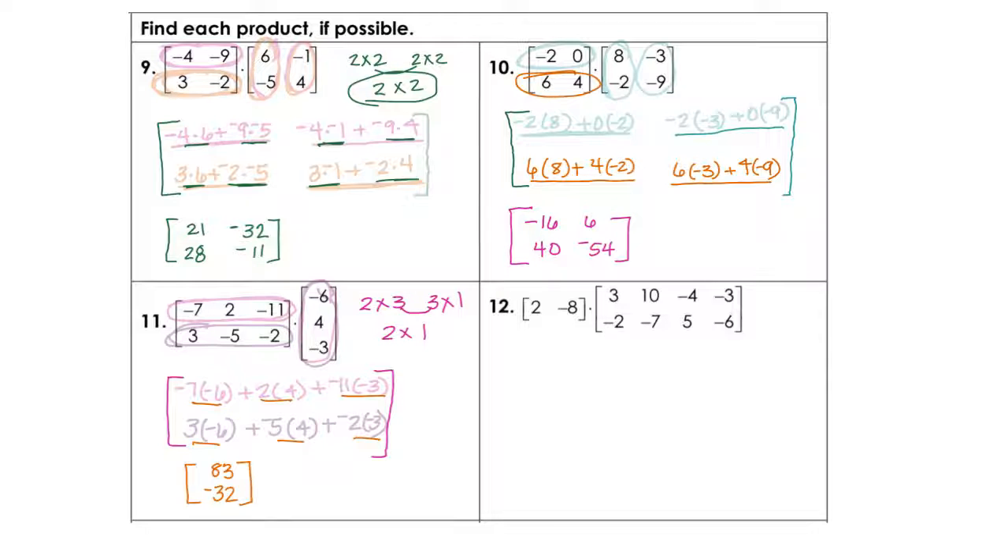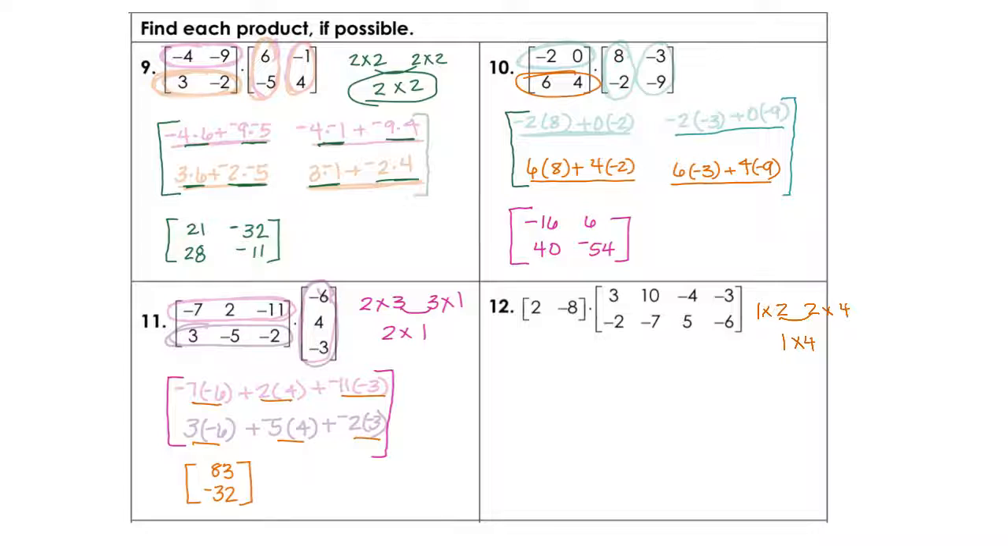Again, we need to check our dimensions. Let's see. The first one is a 1 by 2. The second one is a 2 by 4. So those are going to match. Your dimensions of your answer should be a 1 by 4.